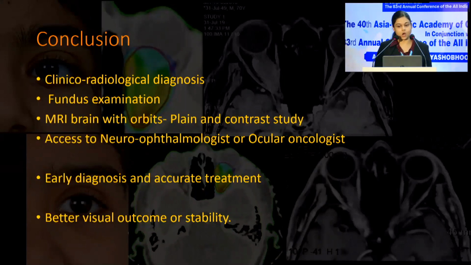So yes, optic nerve gliomas and meningiomas are diagnosed clinico-radiologically, thereby restricting surgical intervention only to cases with disfiguring proptosis and intracranial extension. So early diagnosis with accurate requisition of MRI, precision of reporting, easier access to neuro-ophthalmologists and ocular oncologists, early diagnosis thus, and then accurate treatment with EBRT, thereby leads to better visual outcome or stability.